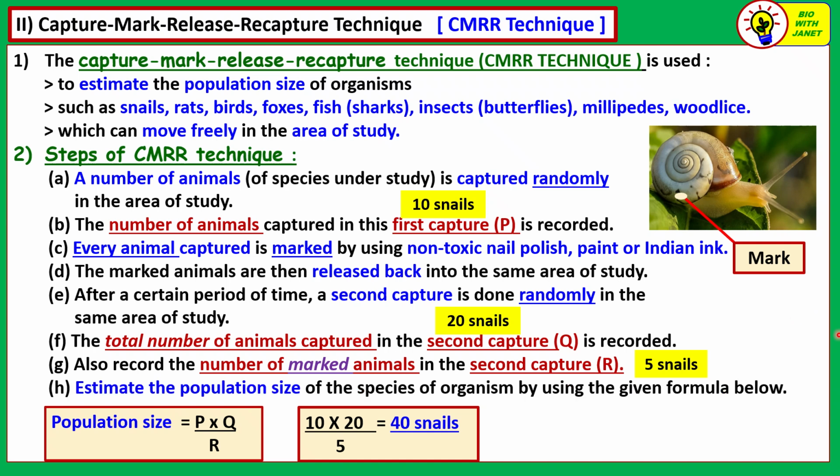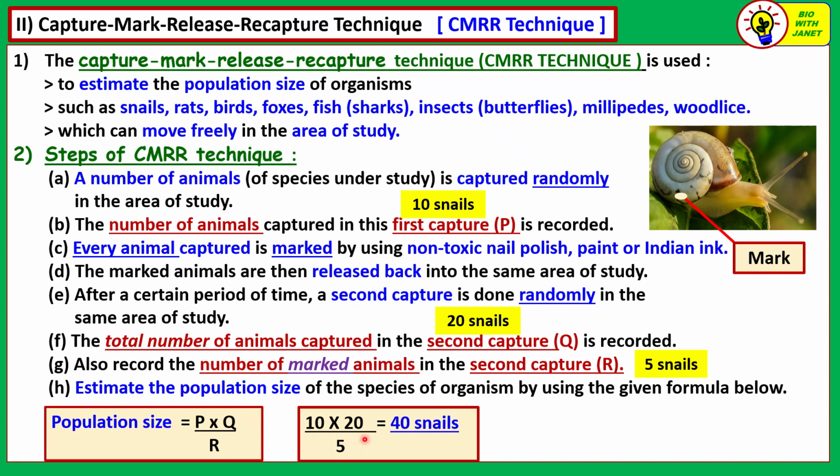So estimate the population size of this species of organism, like snails, by using the given formula below. So this is our formula that we have to memorize. Population size equals P, that means the total number of animals in the first capture that were all marked, times Q, the total number of animals in the second capture, and then divide by R, which is the number of marked animals in the second capture.